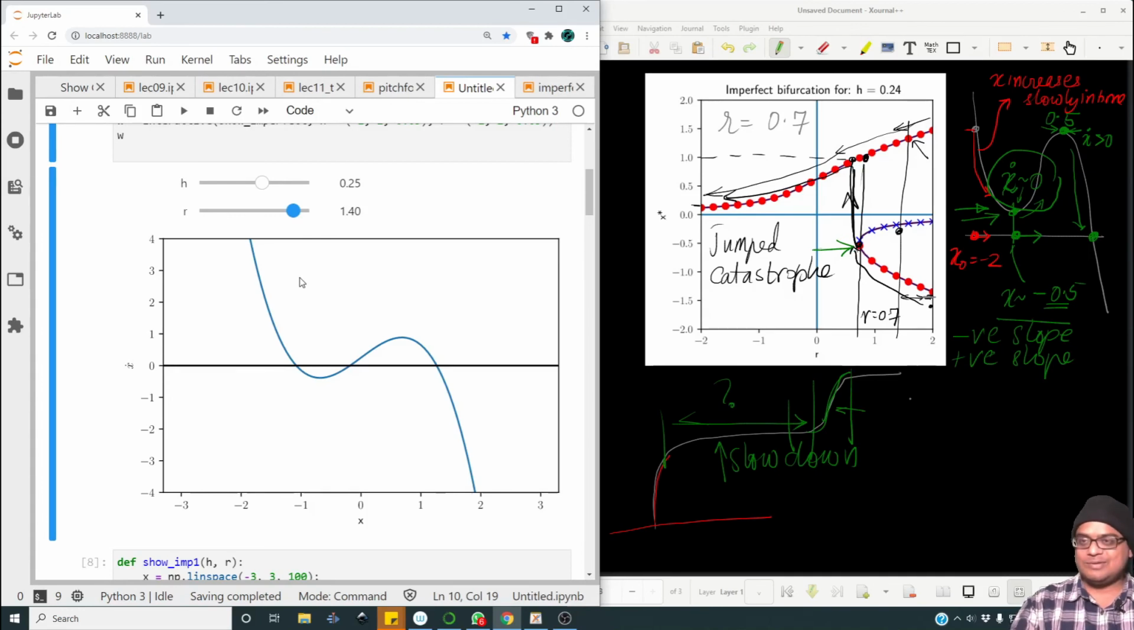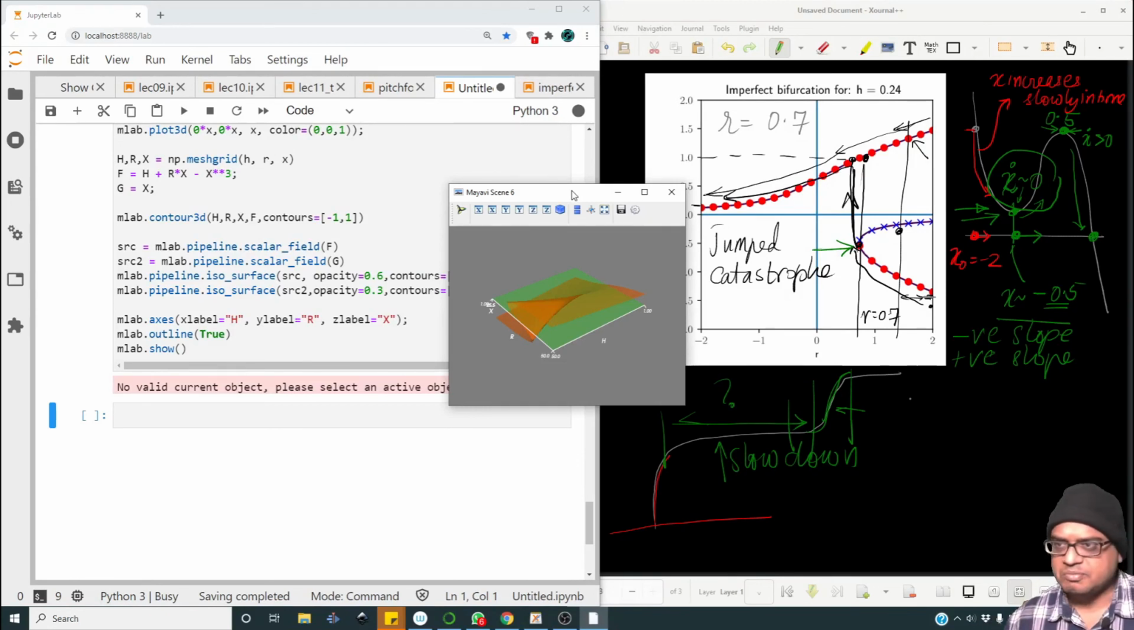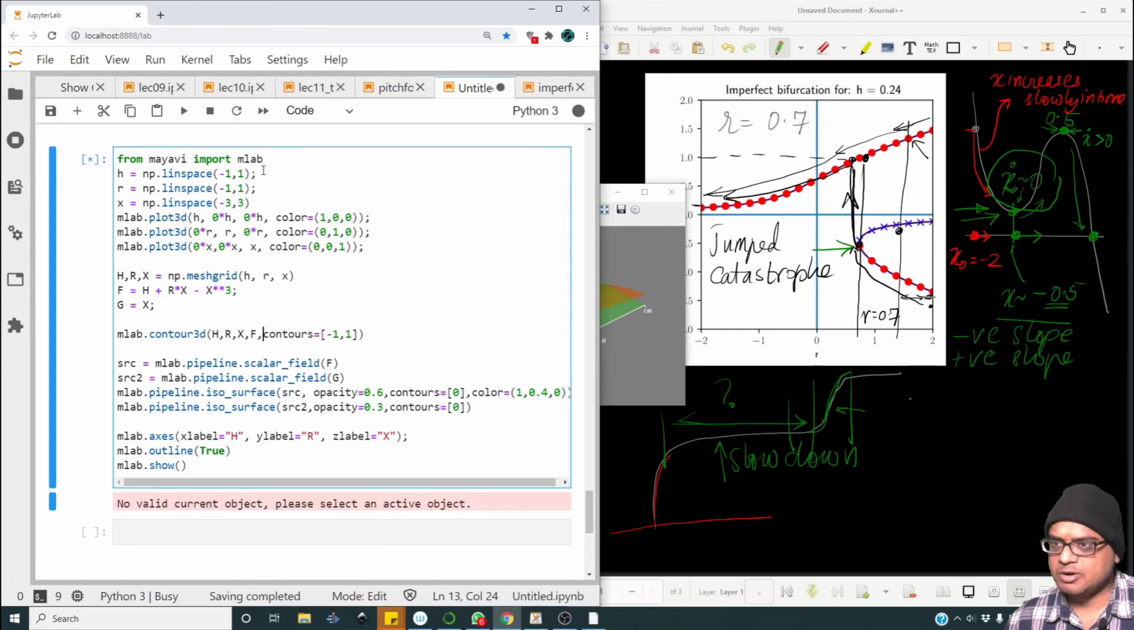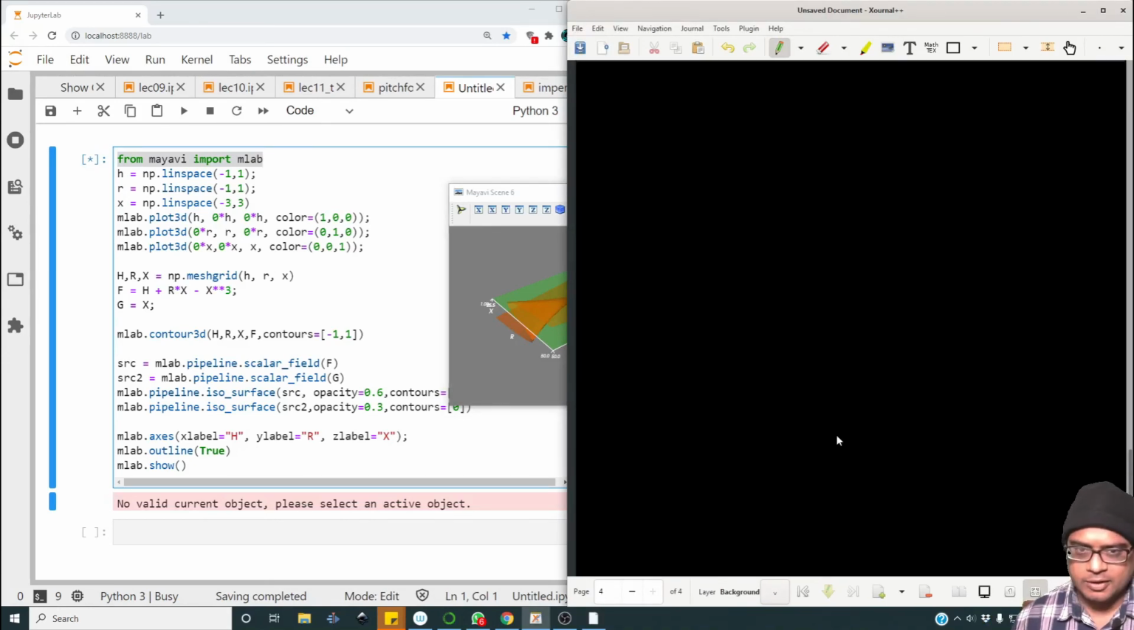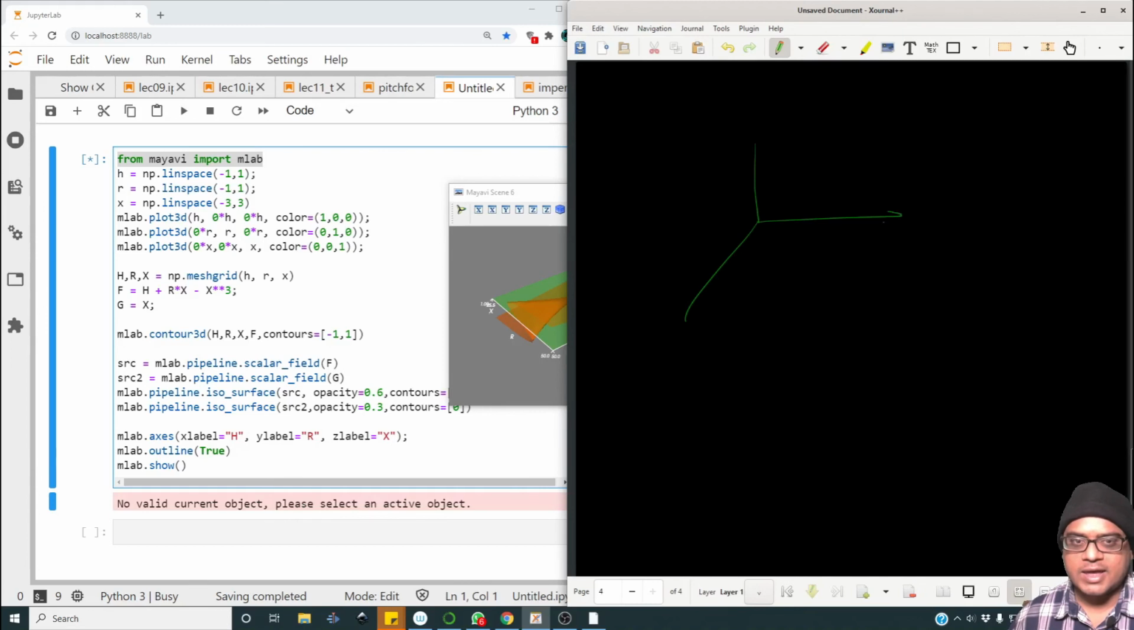I'm not going to discuss the three-dimensional view of this equation. I am, however, going to put a small snippet of how to visualize this in 3D. Okay, so just for completeness, I have put in a small snippet of visualizing the three-dimensional plot in Mayavi. So basically, let me just tell you what I'm trying to plot over here. So if we have R over here, H over here, and the fixed points.